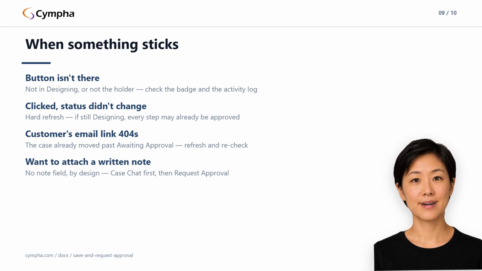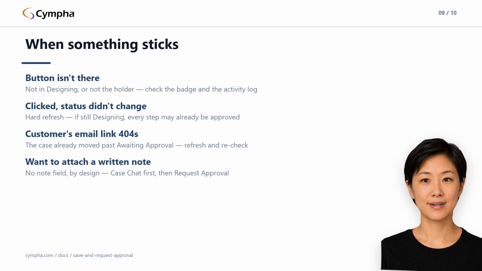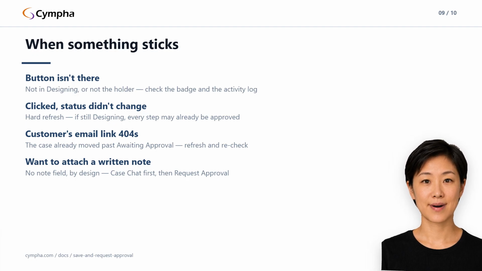The short troubleshooting list. The button isn't there: either the case isn't in designing, so check the status badge, or you're not the current holder, because the lab manager or an intaker reassigned it. Open the activity log and look for the most recent assignment entry. You clicked and the status didn't change: refresh, and if you're still in designing after a hard refresh, the request hit a server-side validation error, most likely because every approval step already carries an approve label, so there's nothing left to request. Open the chat with your lab manager.